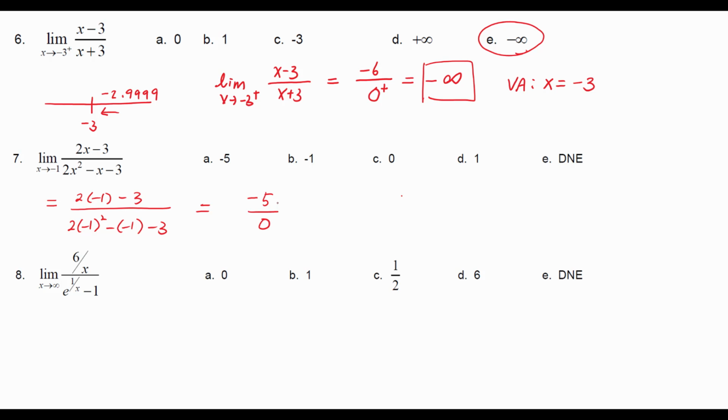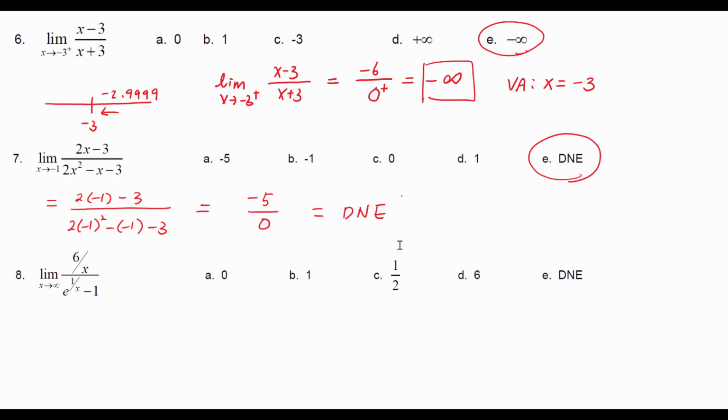When they're just asking for the limit, whether the left limit is plus or minus infinity or the right limit is plus or minus infinity, we do say then the limit does not exist. So the answer for this problem would be does not exist.